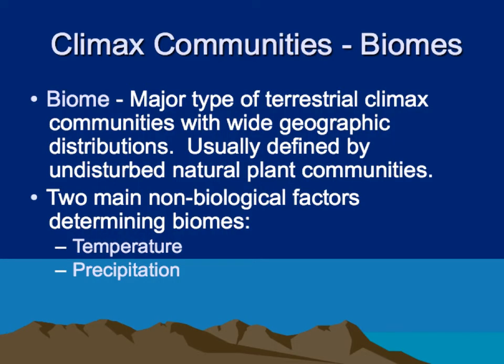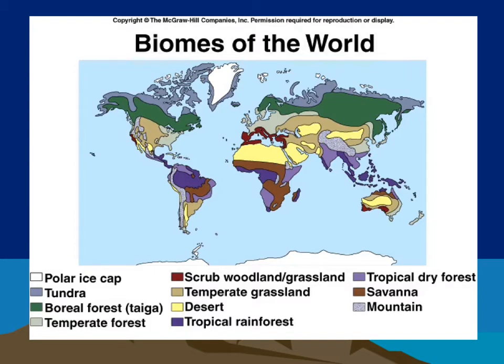Biomes are a major type of terrestrial climax community with a very wide geographic distribution. They are usually defined by undisturbed natural plant communities. The two main non-biological factors in determining biome are temperature and precipitation, and you must know those. Here we have the biomes of the world, and as you notice, temperature and precipitation dictate what type of biome is in the location.